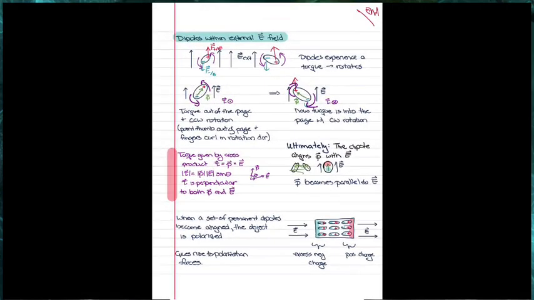Okay, I'm going to end. That was just a lot of concepts about the dipole, and I want to do one more math calculation for lecture C.